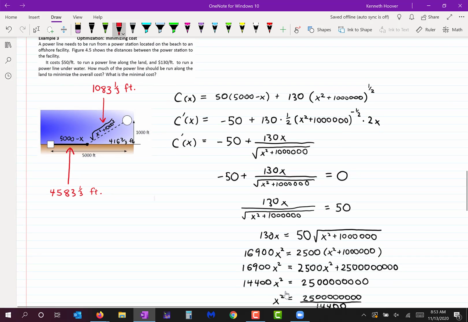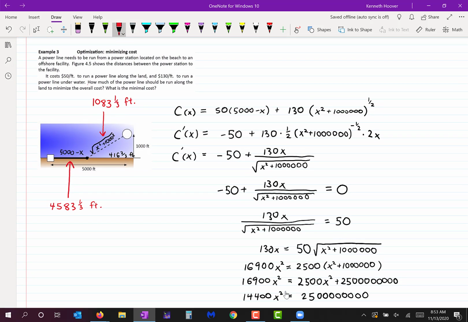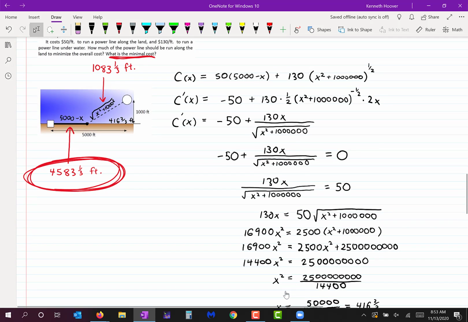It says, look back at the question. It says, how much of the power line should be run along the land to minimize the overall cost? So that answer is right here: 4,583 feet and an extra 1/3 of a foot, which is 4 inches. Okay, there's another question. It says, what is the minimal cost? All right, we still need to answer that, so let's go ahead and answer that right now.